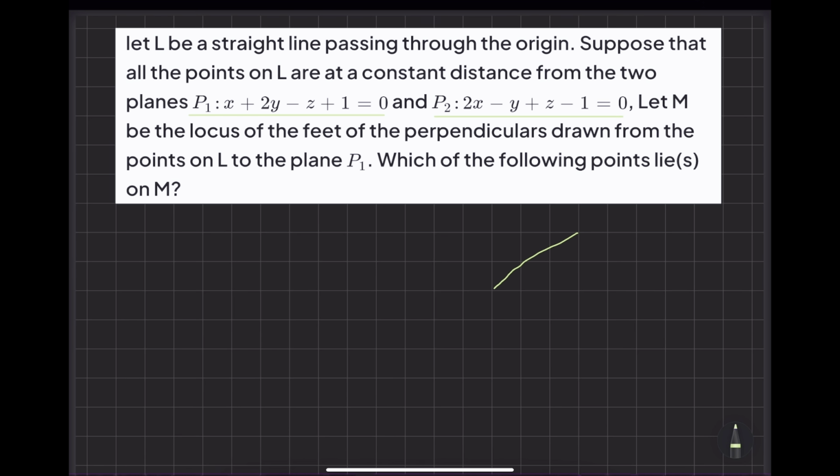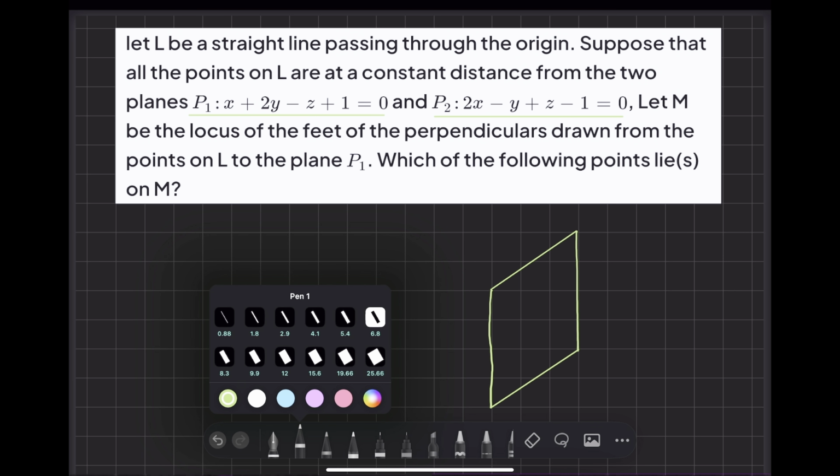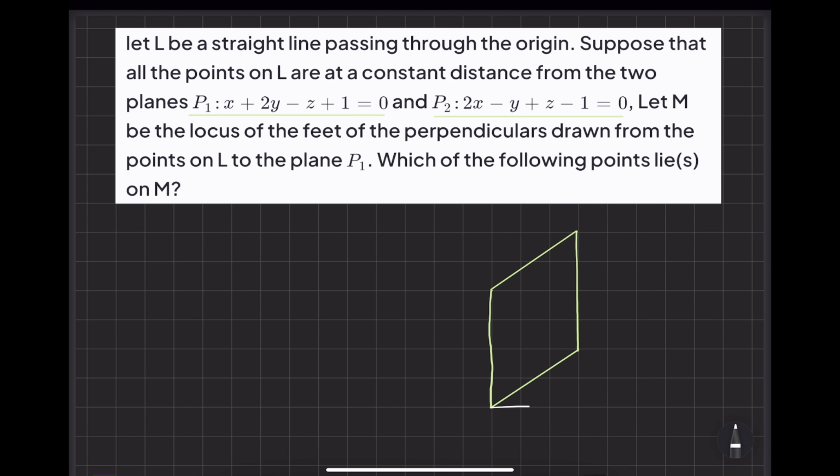So look at this. Suppose that this is your module opened, and this is your front page and this is your bottom part. Suppose. Okay. Yes. Now this straight line L is at a constant distance from both the planes. Constant distance means what? Distance is fixed.